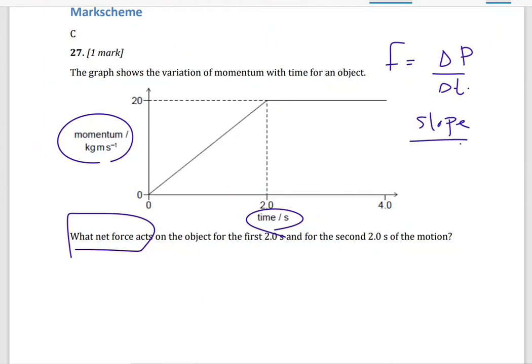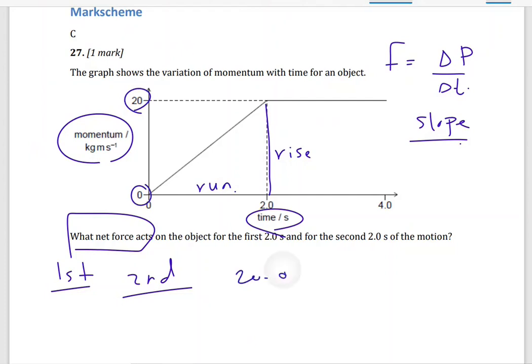So I have to find the slope to find the force. Now in the first 2 seconds, the slope is rise over run. So this will become 20 minus 0 divided by this distance from here till here, 2 minus 0. 20 divided by 2 will give us 10 Newton.